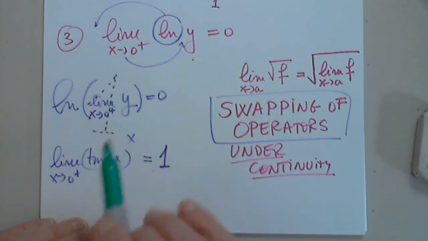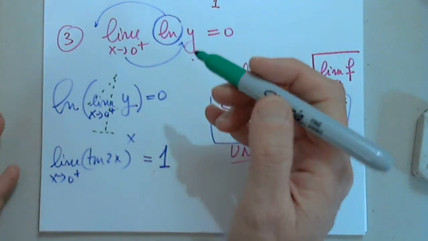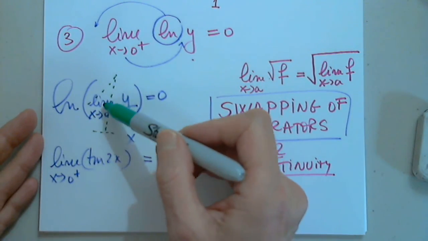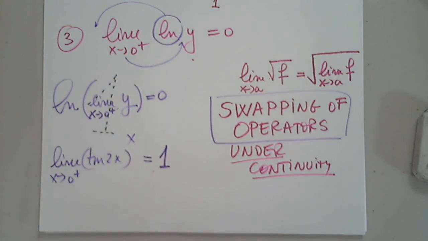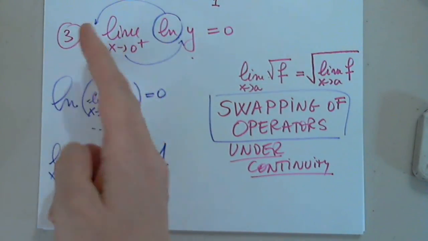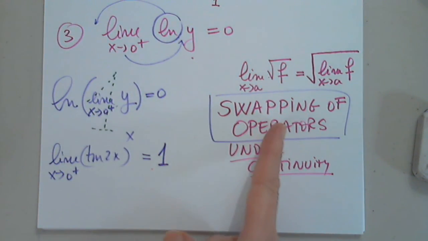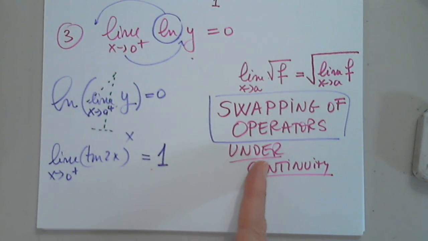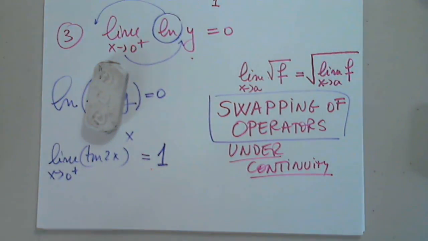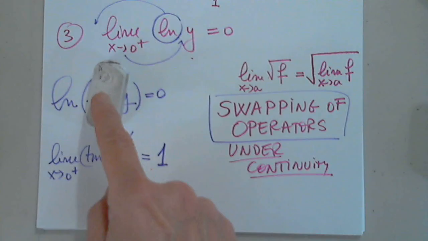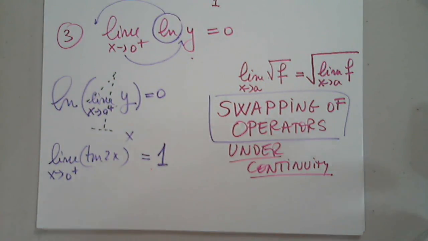Only natural log of 1 is 0. And what is this? What I wanted, what I was looking for. The limit of tangent 2x raised to x is 1. So we got the answer in a roundabout way, applying natural log, applying the limit to natural log, and then at the very end, swapping the operators. Under conditions of continuity, we are allowed to swap the operators, and then all I had to do is think. E raised to 0 is 1.